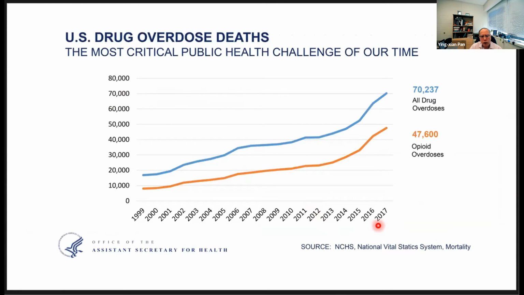This slide shows the drug overdose deaths in the US from 1999 to 2017. In 2017, there were over 70,000 overdose deaths for all drugs. However, two-thirds of them were contributed by opiate overdose. We have recent data indicating that in 2020, the opiate overdose rate is over 90,000, almost double compared to 2017.